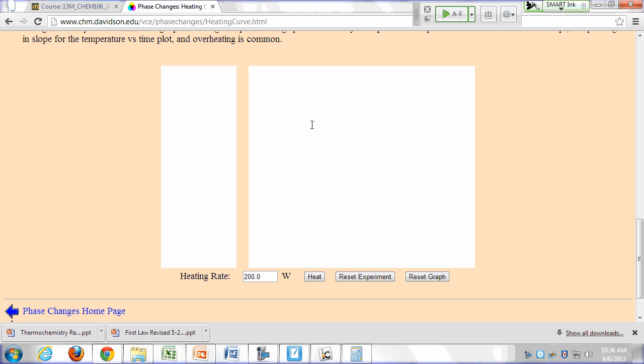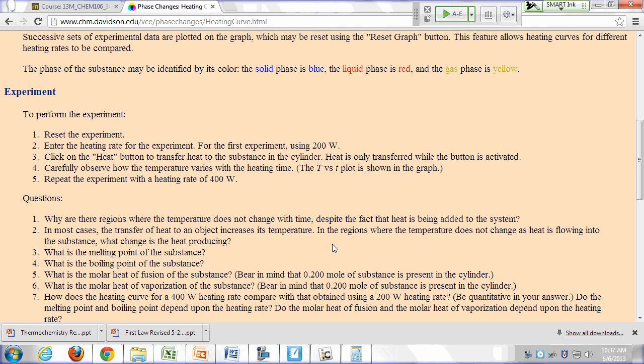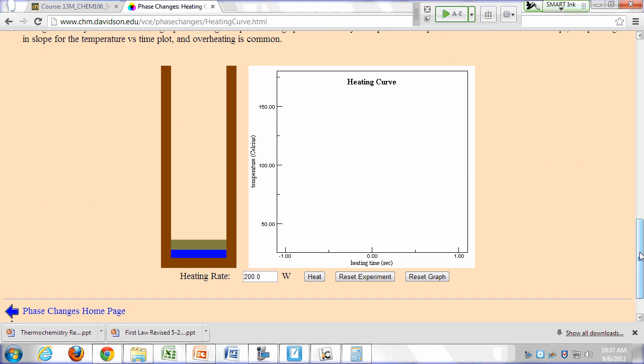Here's an illustration of what happens when you have a pure sample, a pure substance, and you were to heat it. Oops, there it is. So imagine this blue thing right here is a sample of a pure substance, okay? And I'm going to heat it, so I'm going to click on this heat button and see what happens. You're plotting here temperature versus the heating time, okay? So I'm going to keep heating it.